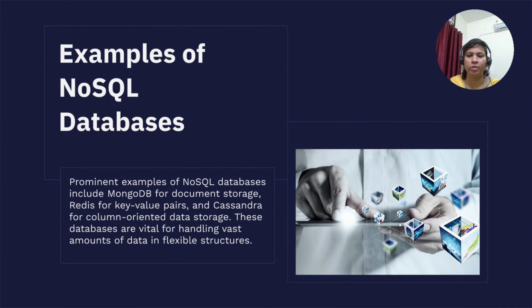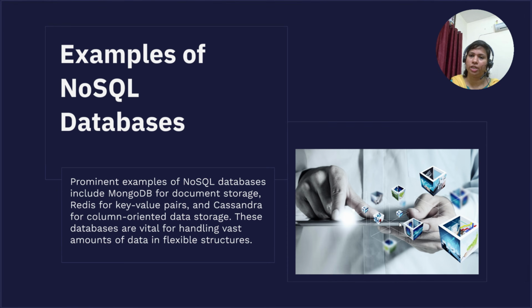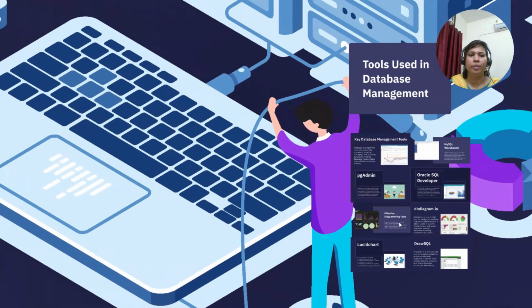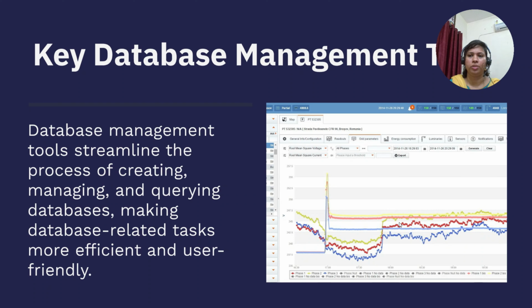These are examples of NoSQL, like document storage and key value pairs. Cassandra is column-oriented data storage. Databases are vital in handling vast amounts of data in a flexible way. Then we will be understanding the tools used for management.